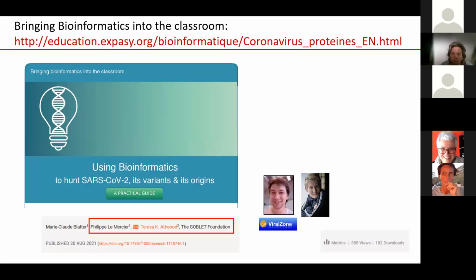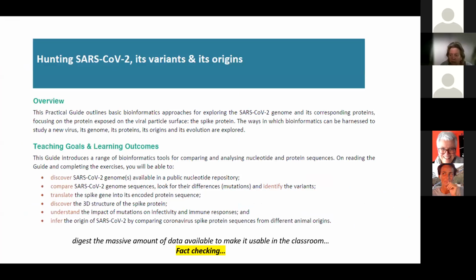So now the idea is just to show some examples of what we propose in this guide. The idea was really, as I said, to digest the massive amount of data which are available to make it usable in the classroom, to have some idea of how you can do some fact checking. This is quite important during this pandemic.